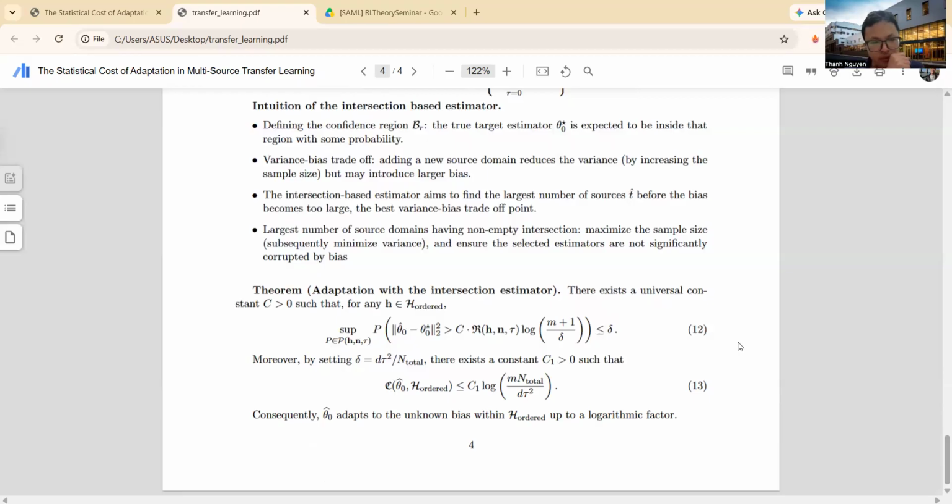Theta hat 0, is that from the construction above, right? Where is theta hat 0? Equation 12. That's the intersection estimator. Intersection estimator. Yeah, theta hat 0 is equation 12. So that's the intersection estimator, right? Yes, that's right.